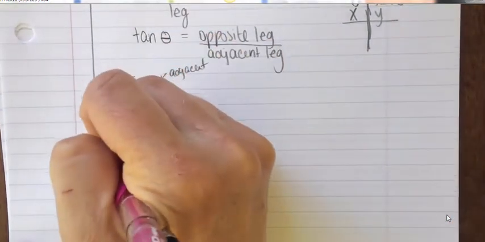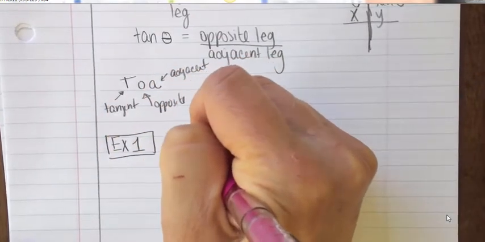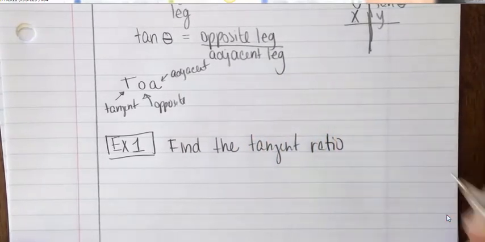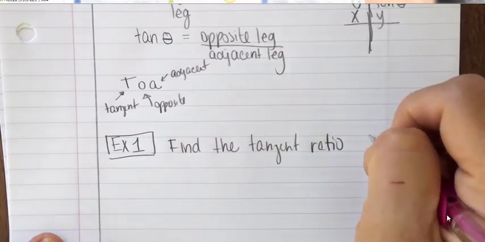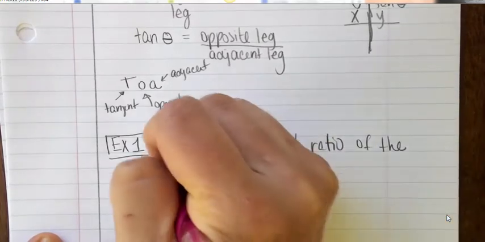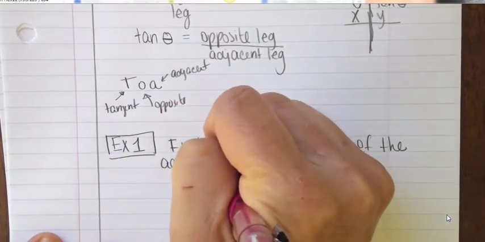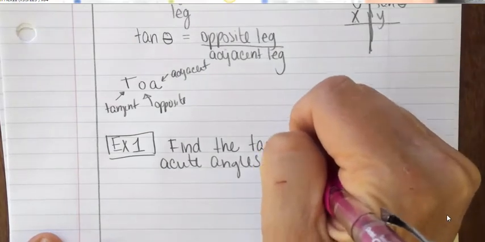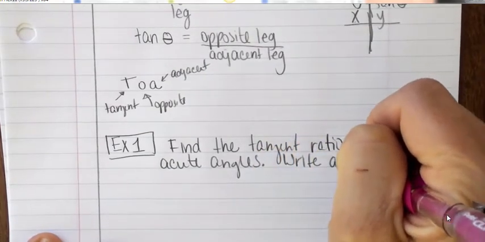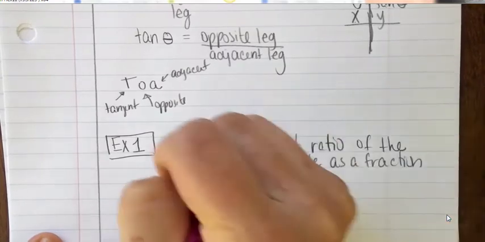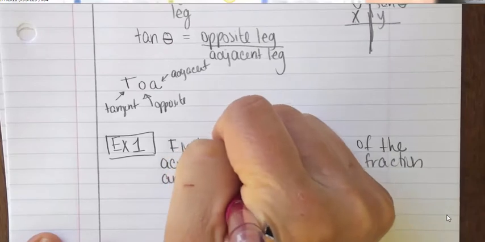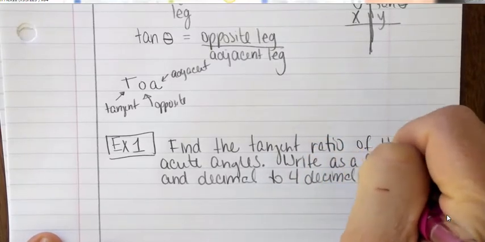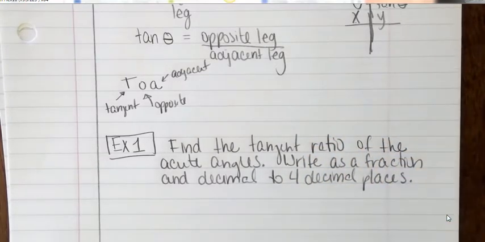This is actually pretty straightforward. So we're going to find the tangent ratio. Remember, ratio is like a fraction. Well, it is a fraction. It's not like a one. It is a fraction of the acute angles. And then we're going to write as a fraction and a decimal to 4 decimal places. So that's the 10,000th place.